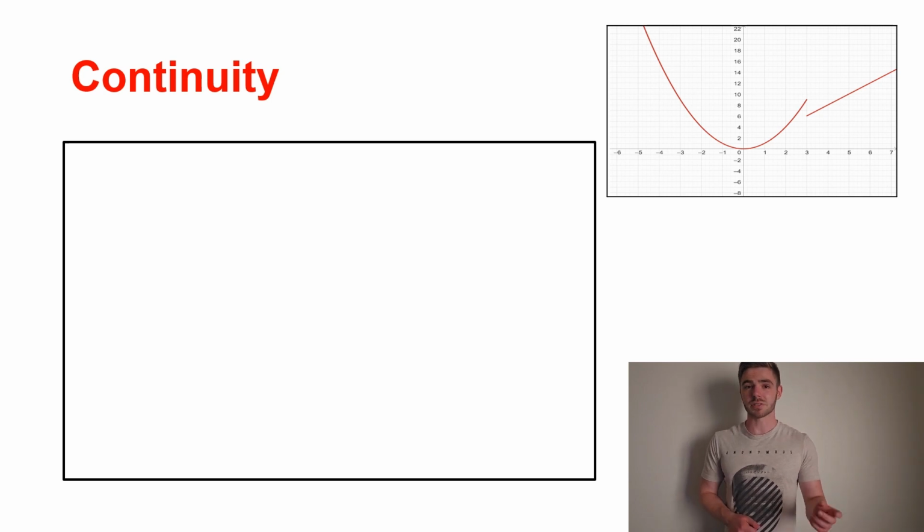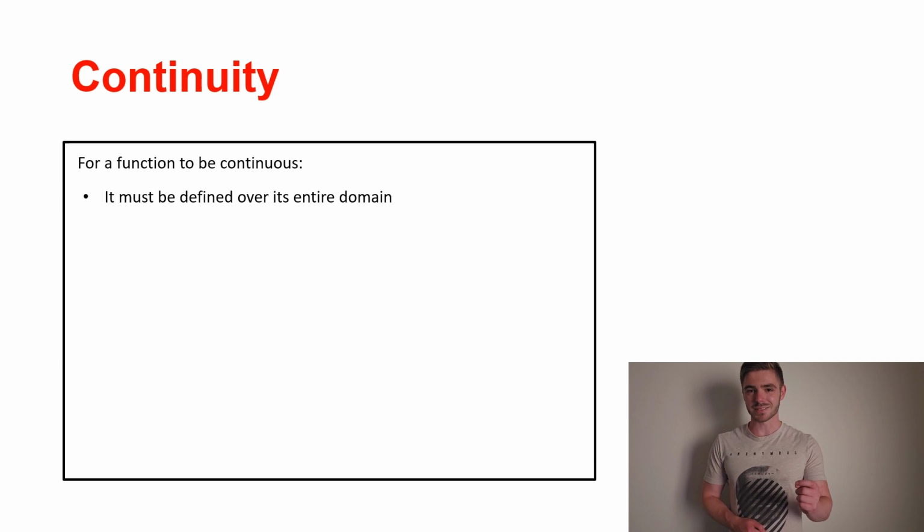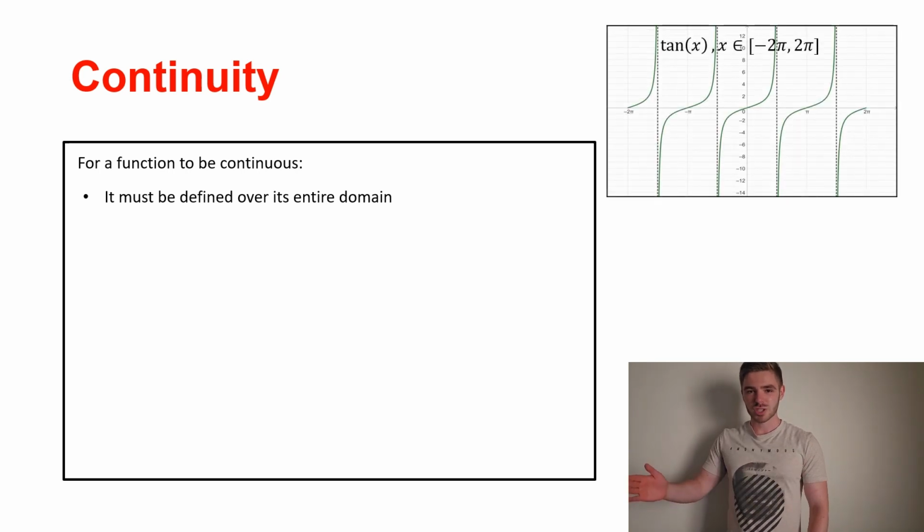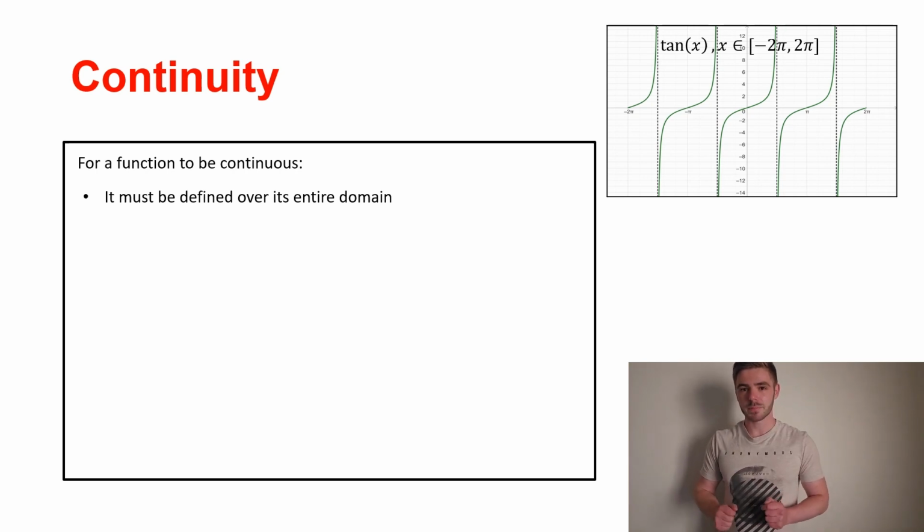There are three criteria for a function to be continuous. Firstly, a function can only be continuous if it's defined over its entire domain. This criteria is most often broken by functions like tan x, which have a domain that span multiple periods. Tan x is actually undefined at those vertical asymptotes, but the domain still includes them. This is one of the reasons why tan x is considered a discontinuous function.